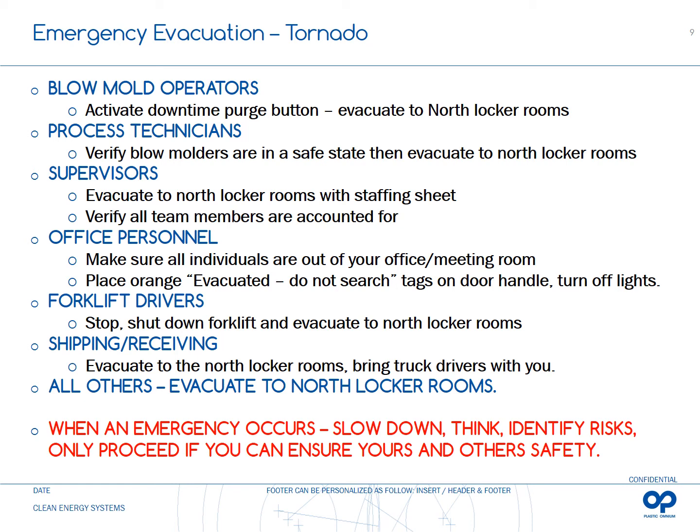For a tornado emergency evacuation, blow mold operators: activate downtime purge button and evacuate to north locker rooms. Process technicians: verify blow molders are in a safe state, then evacuate to north locker rooms. Supervisors: evacuate to north locker rooms with staffing sheet. Verify all team members are accounted for. Office personnel: make sure all individuals are out of your office and meeting room. Place orange evacuate do not search tags on door handle.